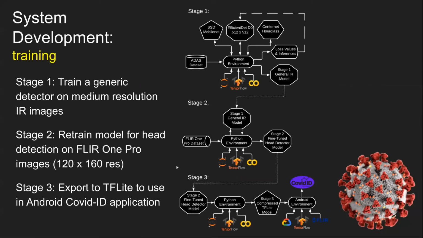In stage 3, this tested model was then exported to a compressed TF Lite model, which could then be integrated into the COVID ID Android application to help perform live temperature analysis.